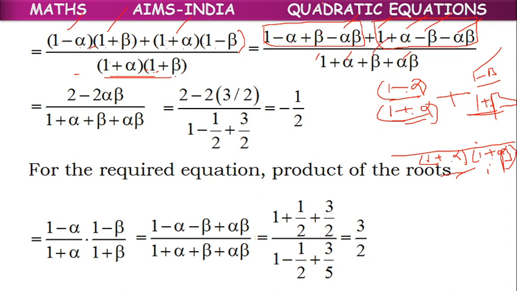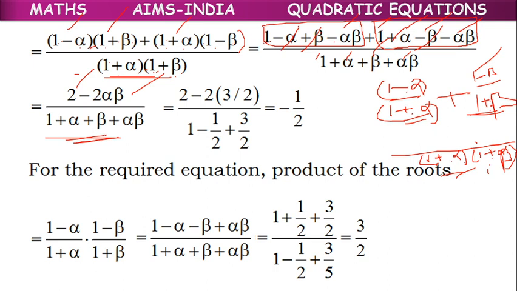We have multiplied all. Next we have to see for cancellation. Minus alpha plus alpha cancel. Plus beta minus beta cancel. So 1 plus 1, 2. Minus alpha beta, minus alpha beta, so minus 2 alpha beta is remaining. The denominator will be the same.